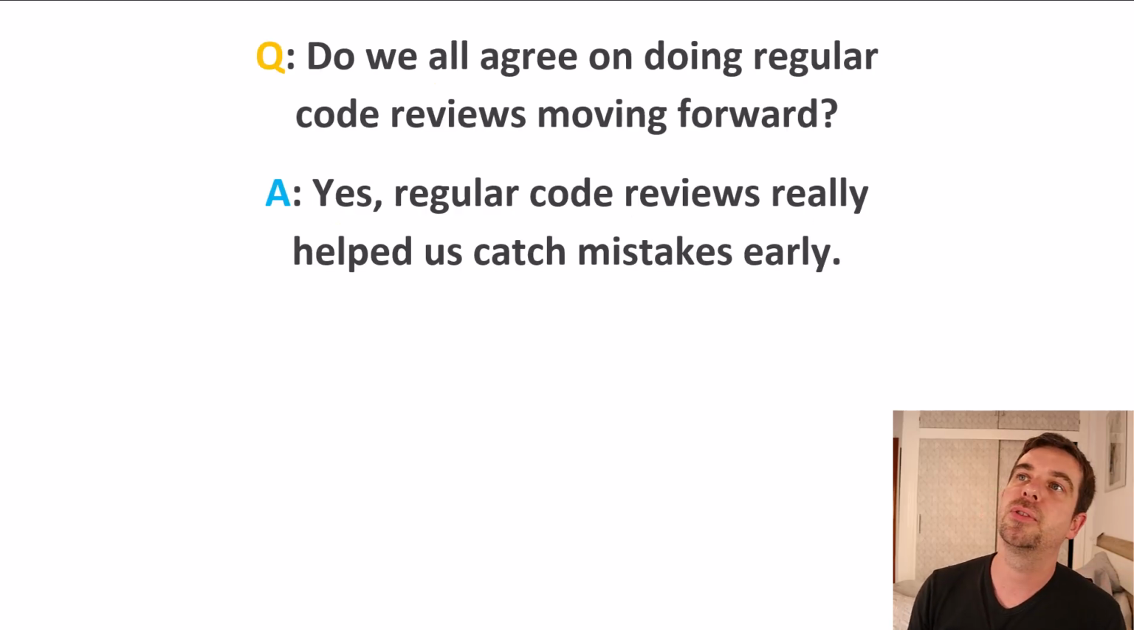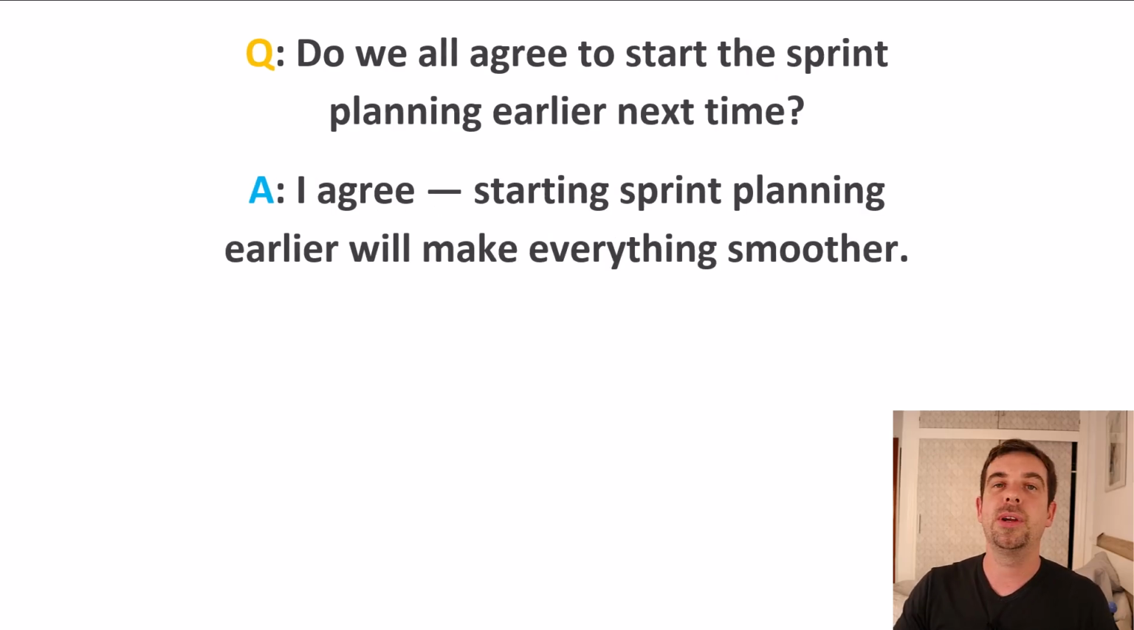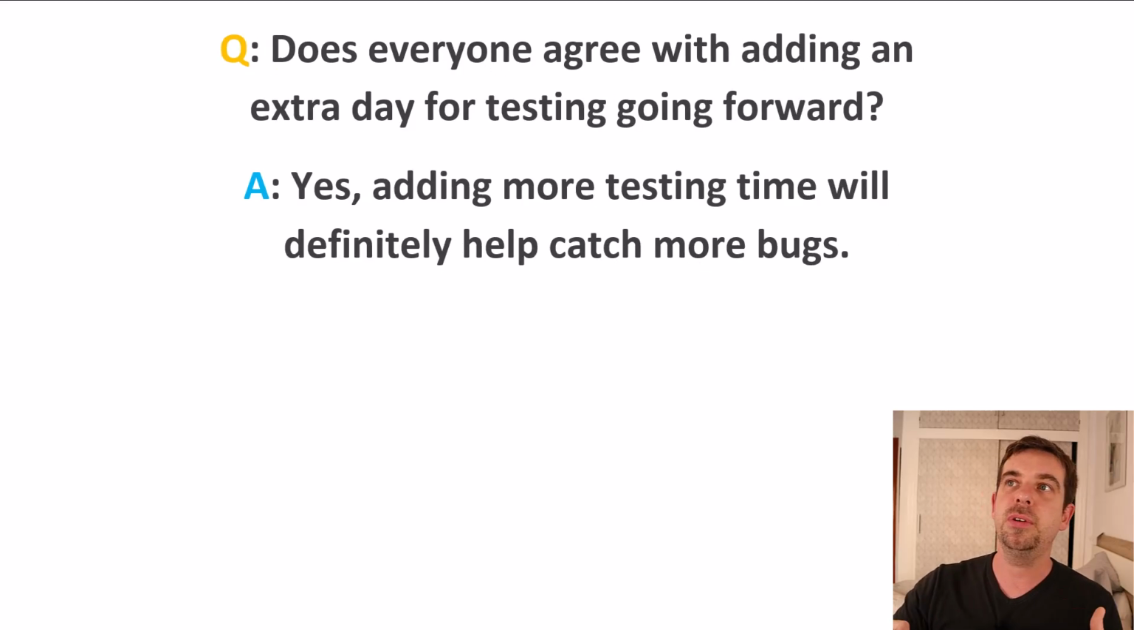So some examples. Do we all agree on doing regular code reviews moving forward? Yes, regular code reviews really helped us catch mistakes early. Do we all agree to start the sprint planning earlier next time? I agree. Starting sprint planning earlier will make everything smoother. Does everyone agree with adding an extra day for testing going forward? Yes, adding more testing time will definitely help catch more bugs.